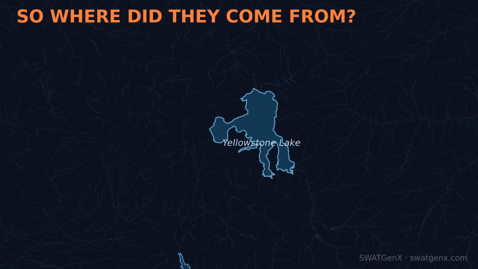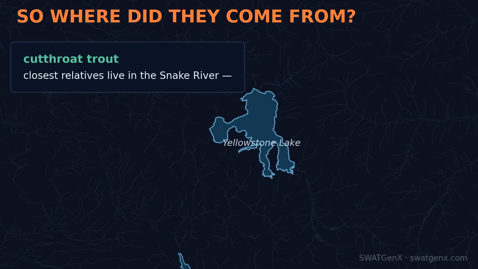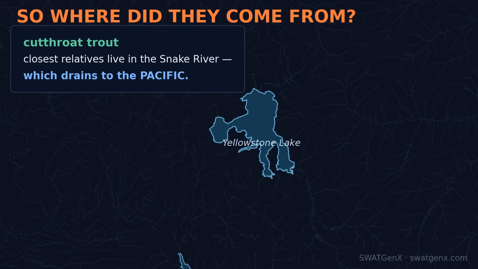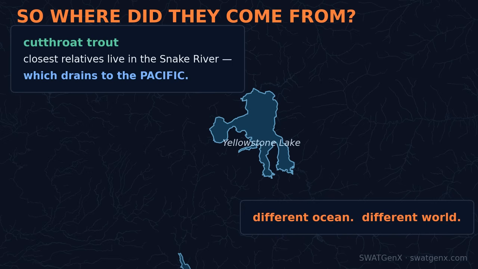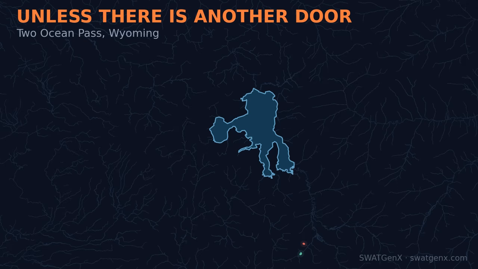So where did the fish come from? The trout in Yellowstone Lake are cutthroat trout, and their closest relatives do not live downstream at all. They live on the other side of the Continental Divide, in the Snake River, water that drains to the Pacific Ocean, which should make them unreachable. Different ocean, different world. Unless there is another door.